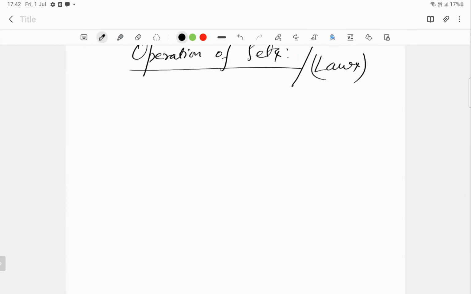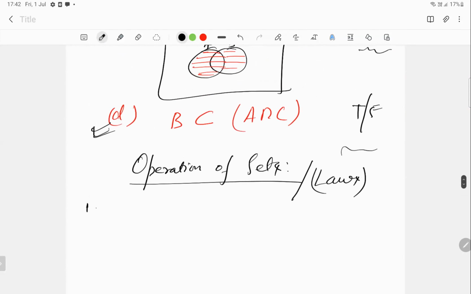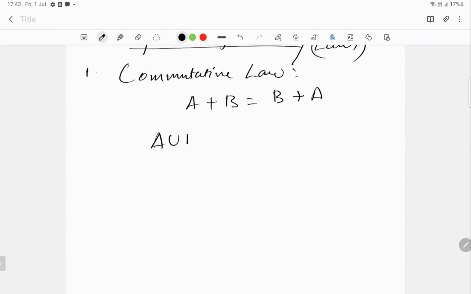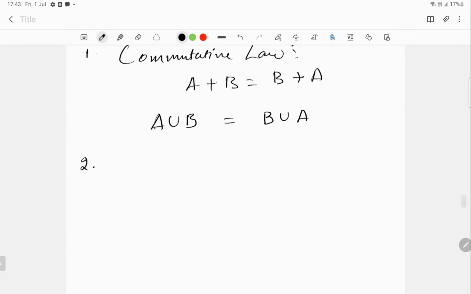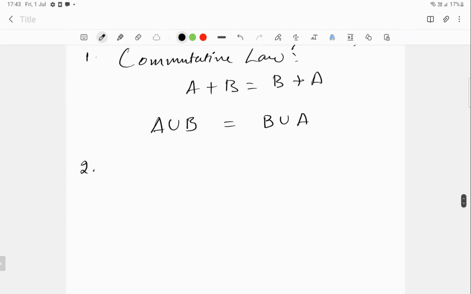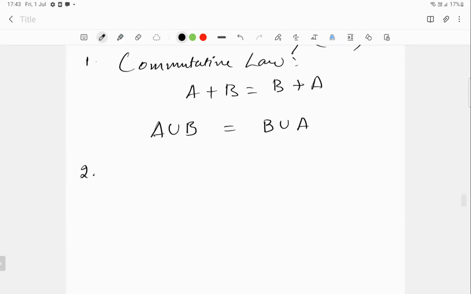Some of the laws are, first, number one, the commutative law. What is the commutative law? A plus B is equal to B plus A. Now, if we write in terms of union, it will be A union B is equal to B union A. You have studied this in standard 8, A plus B is equal to B plus A. That is called which law? Yes. Next is?